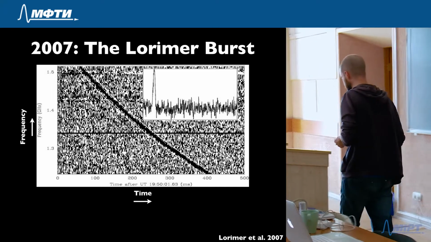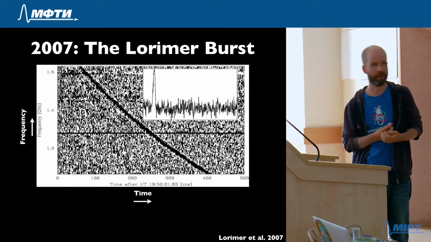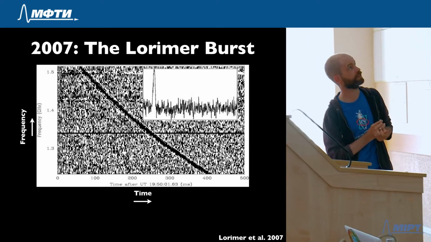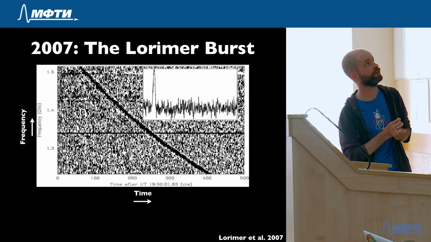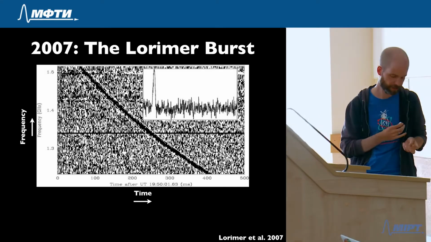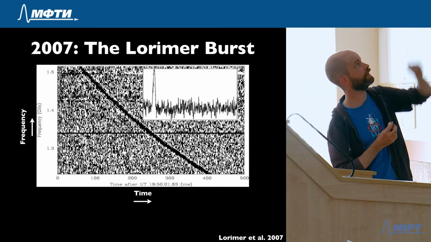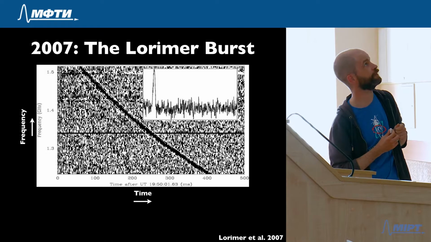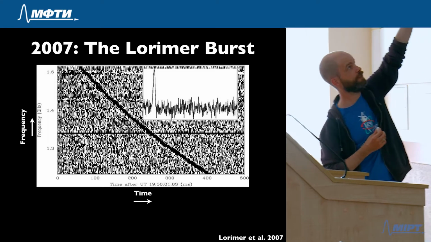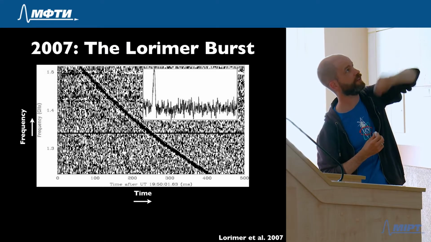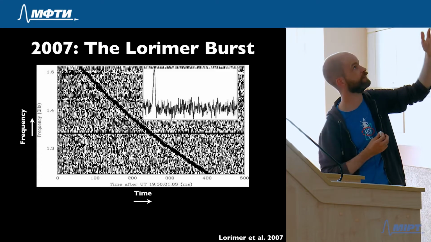they came across this now famous Lorimer burst. This is an iconic plot, and the start of my lecture tomorrow is going to describe the whole history of fast radio burst detections in science. This plot is similar to a lot of the plots that you've seen before. Frequency on the y-axis, time on the x-axis, brightness is the color scale.